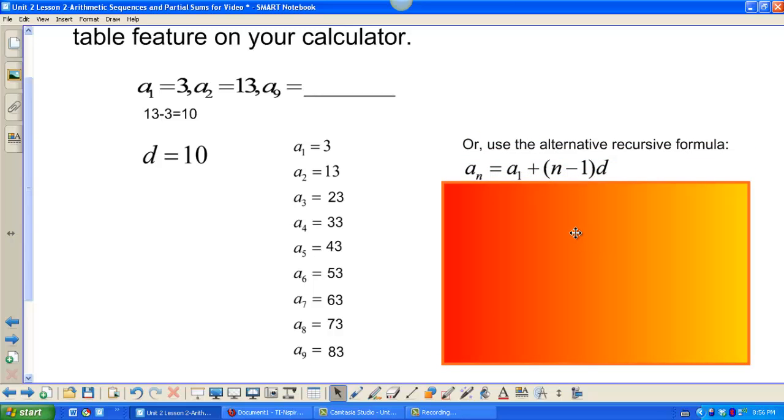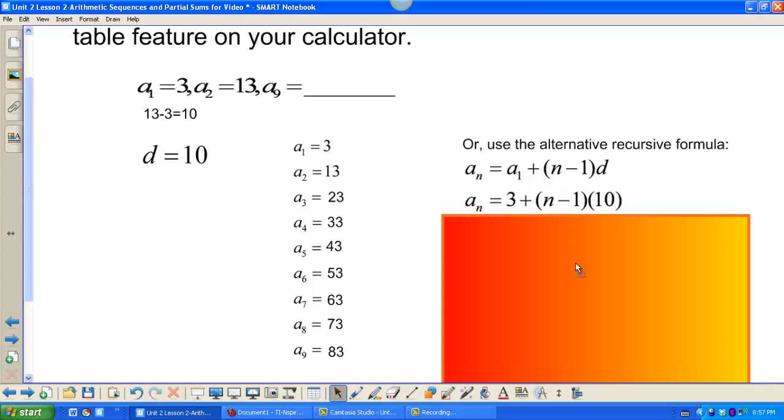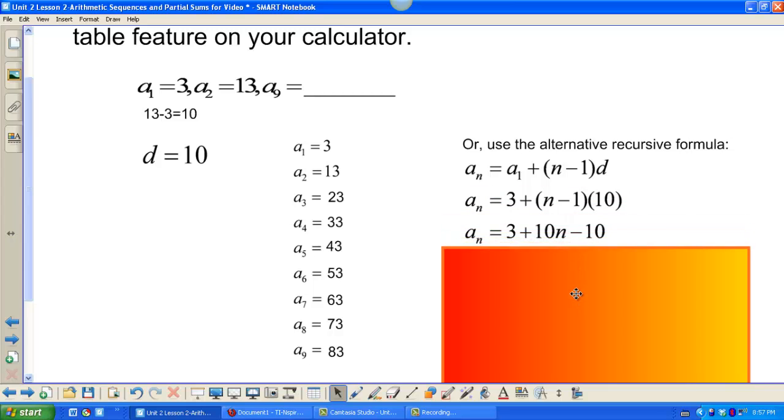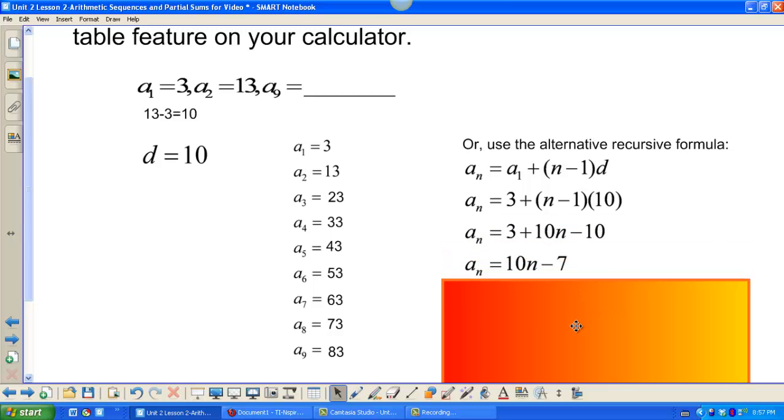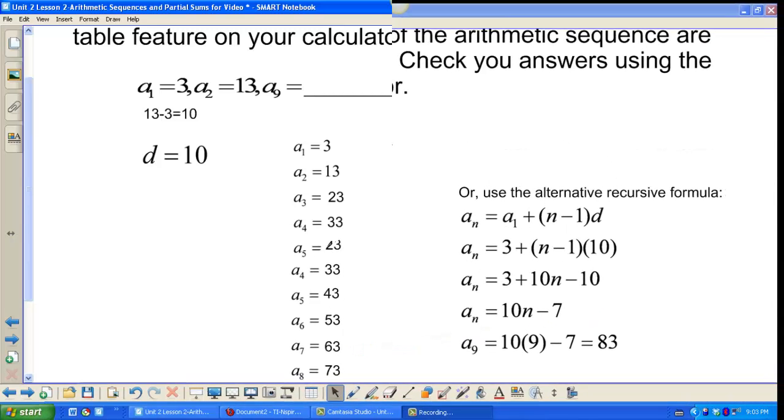So if we use our alternative recursive formula, where all I need to know is the first term and the common difference, I can input 3, which is my first term, and 10, which is my common difference. I can distribute the 10 to get 10n minus 10. I can combine like terms to get 10n minus 7. And now I can use that formula to input 9. So when I take 10 times 9, which is 90, minus 7, it yields 83, which is the same answer I got using the quote-unquote long way.